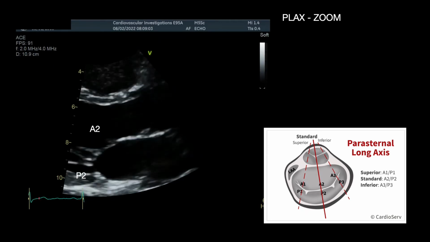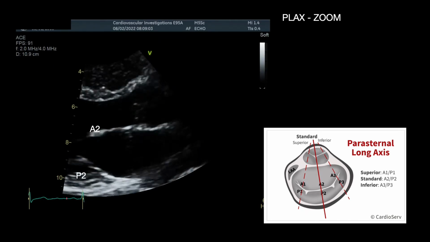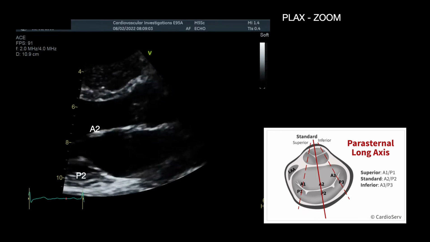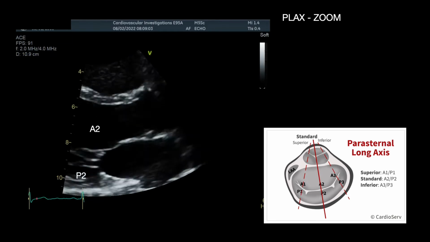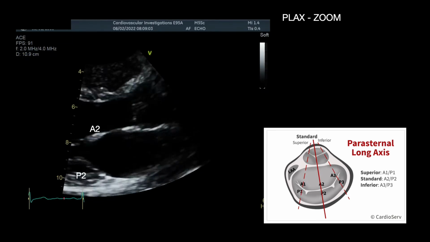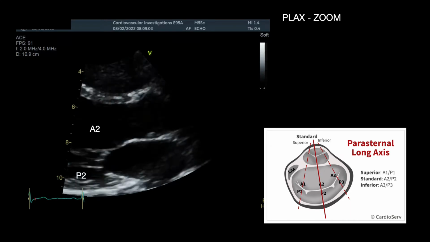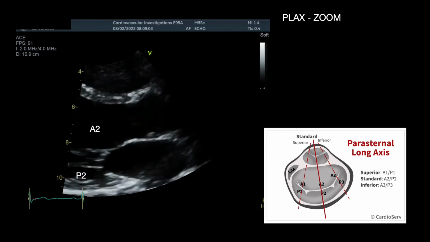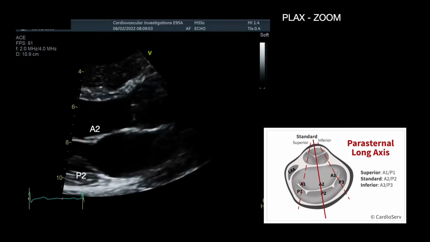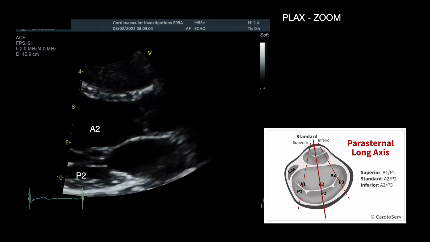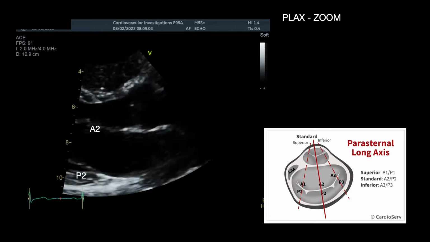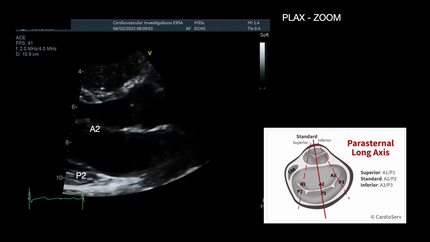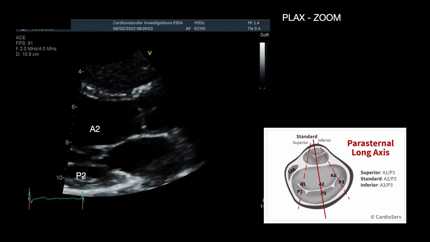Always zoom in on the valve when assessing in 2D. It's also important to pan through the valve. Usually we'd start with the beam cutting through A2 and P2, imaging those two scallops. But you need to pan through the valve so that you can also image A3 and P3 and A1 and P1 to localize where the pathology is occurring if there is pathology, but also make sure that you haven't missed anything just because of the way that you're cutting through the valve with your ultrasound beam.